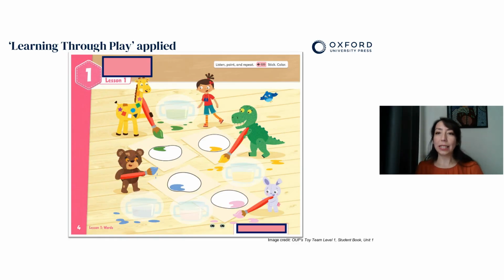So let's look at the first activity. This is from Toy Team. Anna was talking about this course book. It's a pre-primary course book that has 3 levels. This is from level 1.